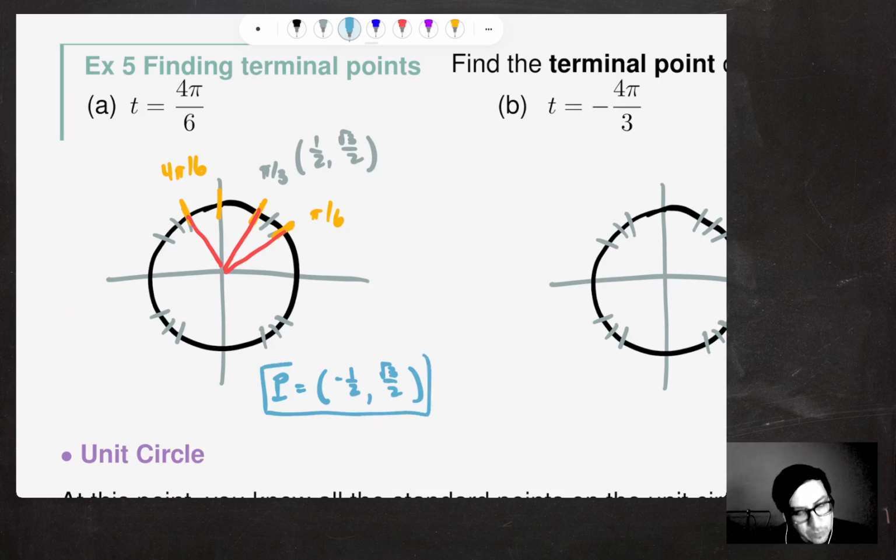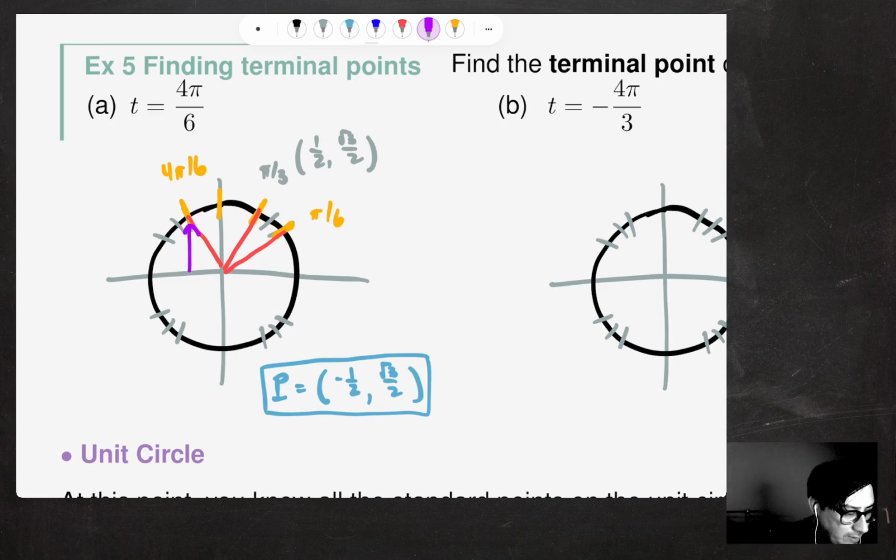So that's basically what we're doing. We're using a lot of interesting symmetry arguments because basically I have that the x-coordinates are just one's positive, one's negative, but the y-coordinates are exactly the same. So you're just both going in the positive direction. All right, that is our terminal point for 4 pi over 6. I hope you got that correct. Great job.